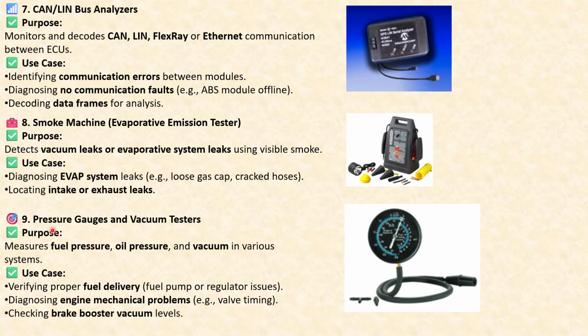Now, some more mechanical gauges like pressure gauges and vacuum testers. They measure the fuel pressure, oil pressure, and vacuum in various systems. Now, use cases are verifying proper fuel delivery, diagnosing engine mechanical problems, and checking brake booster vacuum levels. So these are the various applications of the pressure gauge and vacuum testers.